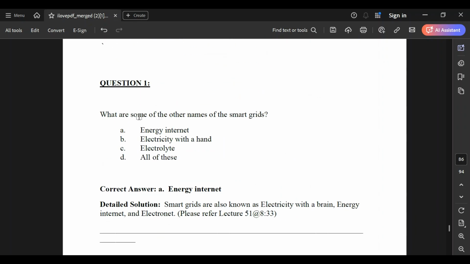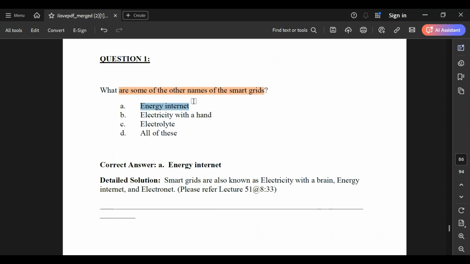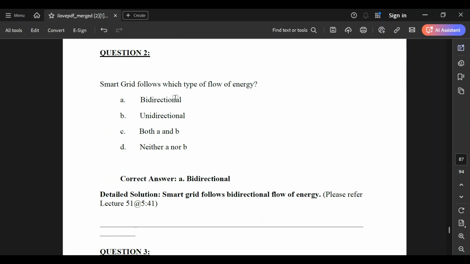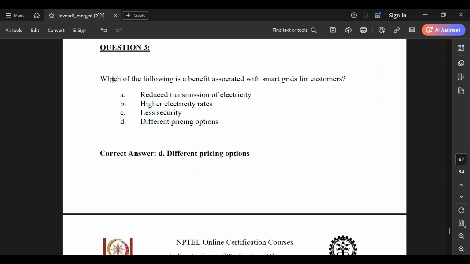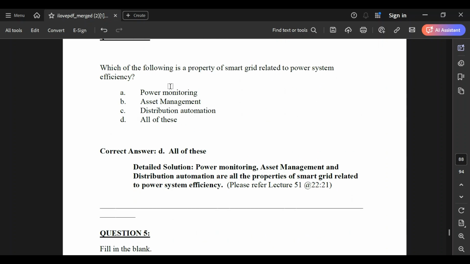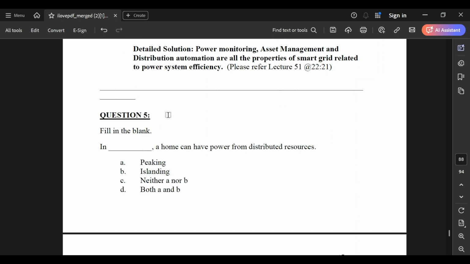Moving to the next one, what are some of the other names of the smart grids? It is energy internet. And moving to the next one. Now, smart grid follows which type of flow of energy? It uses bidirectional. And which of the following is the benefit associated with smart grid for customers? Different pricing options are there. Which of the following is the property of smart grid related to power system efficiency? All of these are there. Power monitoring, asset managing, distribution automation.